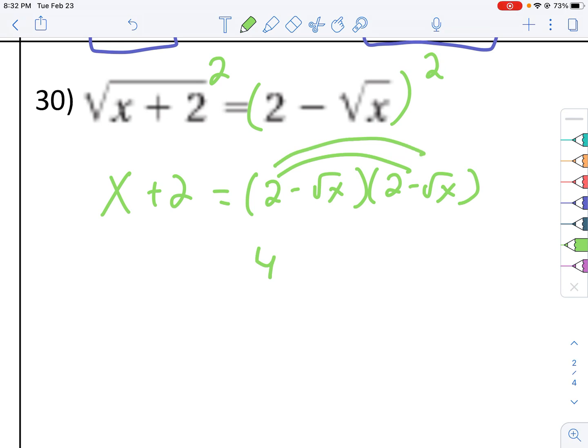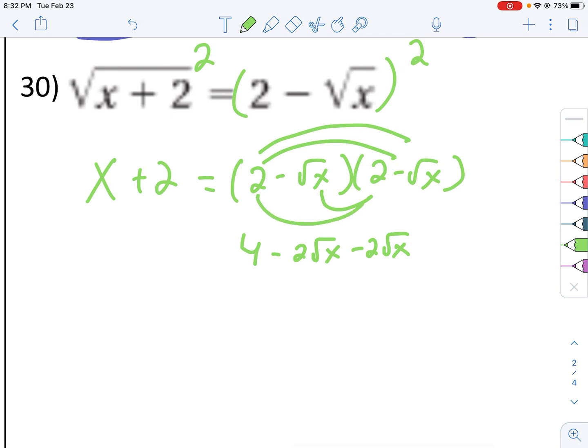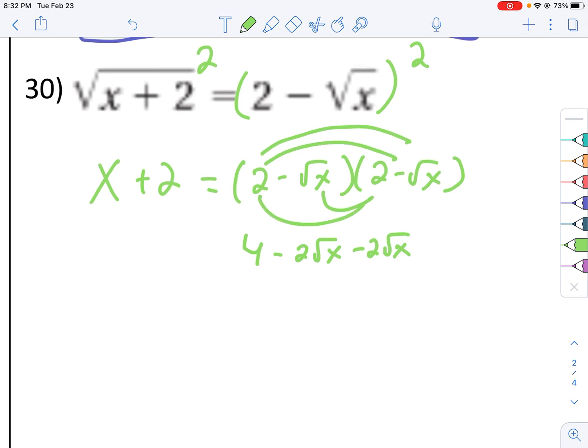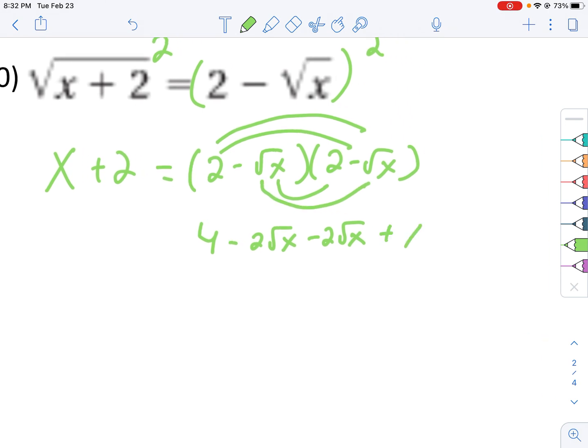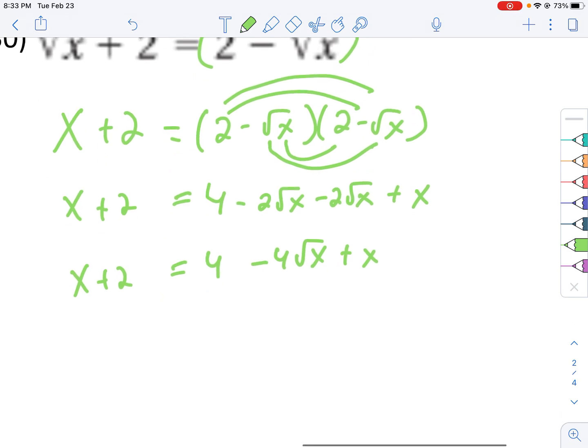So 2 times 2 gives us 4. 2 times the negative square root of x is negative 2 square root x. Negative square root x times 2 is negative 2 square root x again. We have negative square root x times negative square root x, which gives us positive x. All right, so this is equal to x plus 2. Negative 2 square root x, negative 2 square root x is going to become negative 4 square root x plus x. 4 in the front, x plus 2 back here.